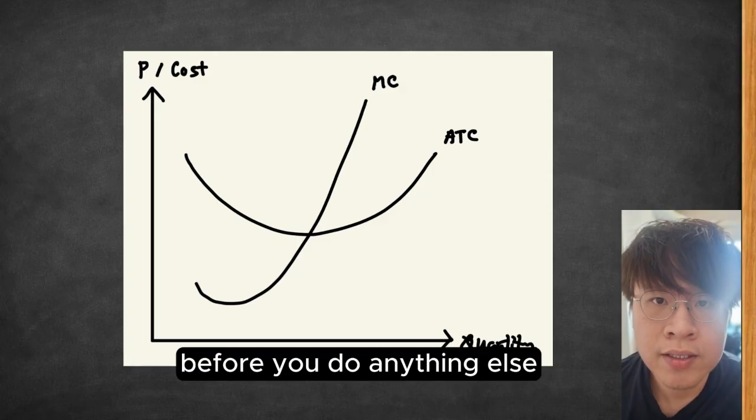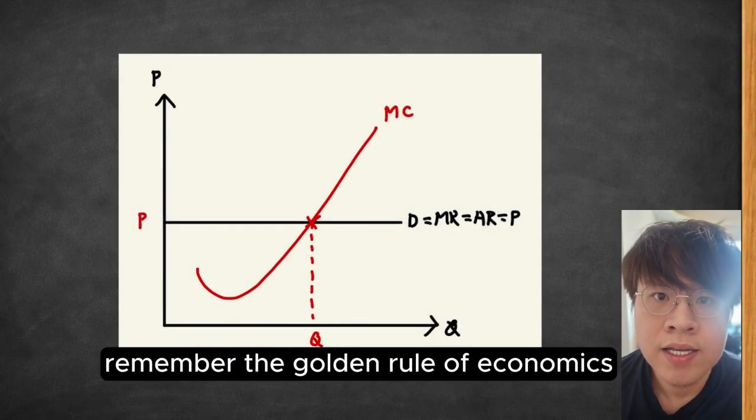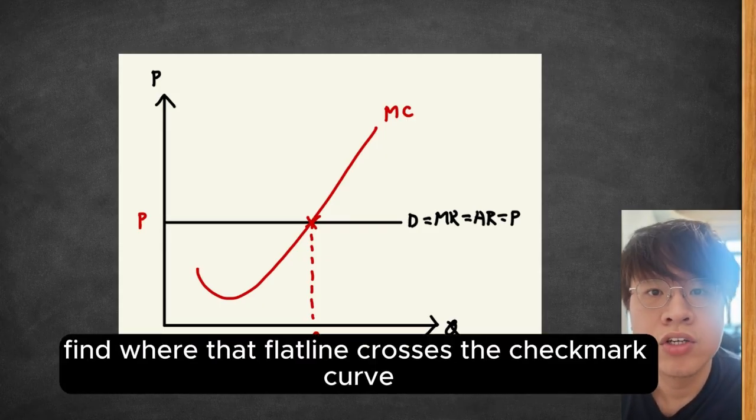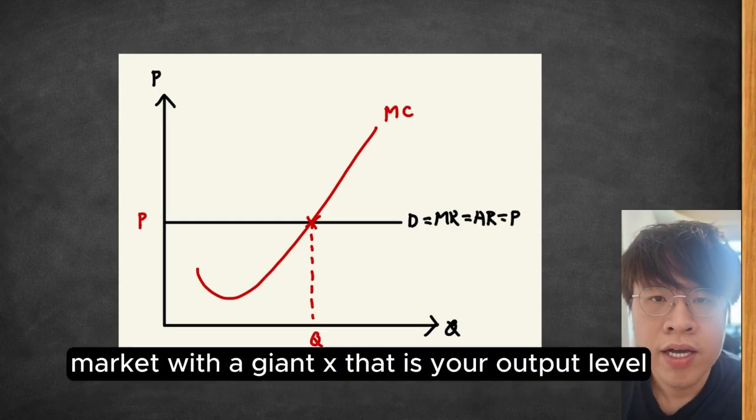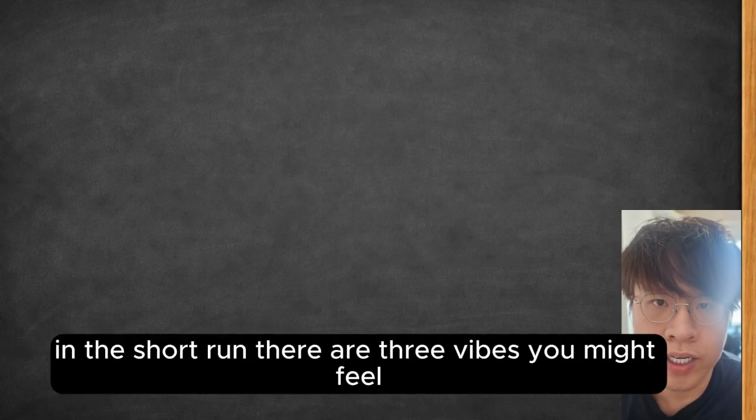Before you do anything else, you need to find your target. Remember the golden rule of economics. Profit maximization happens where marginal revenue equals marginal cost. Find where that flat line crosses the checkmark curve. Mark it with a giant X. That is your output level. Now look at your average total cost curve. In the short run, there are three vibes you might feel.